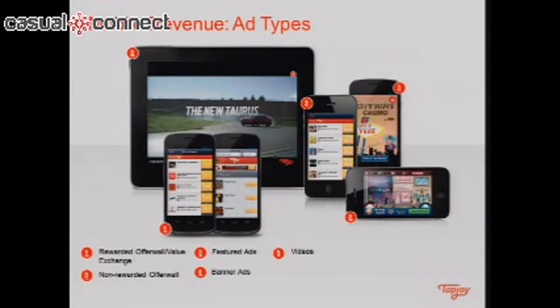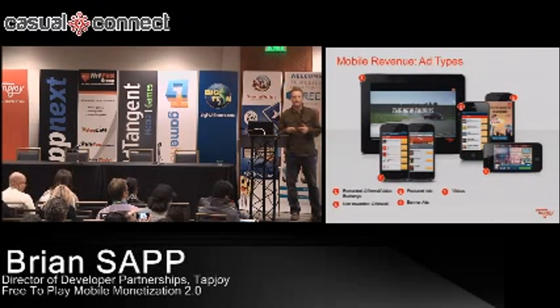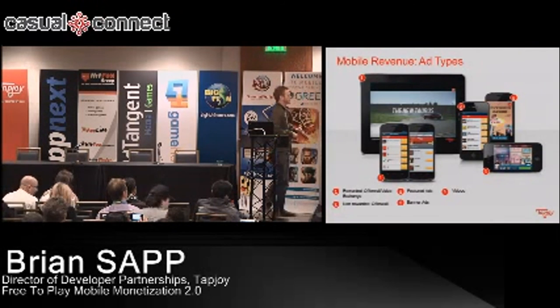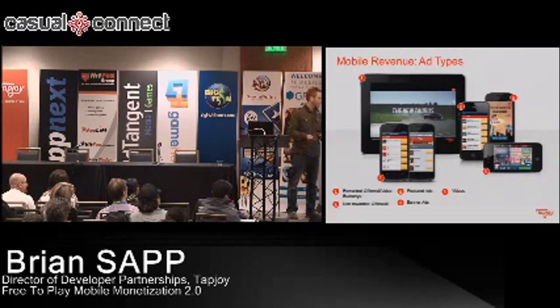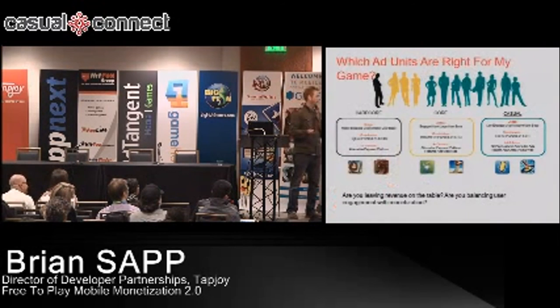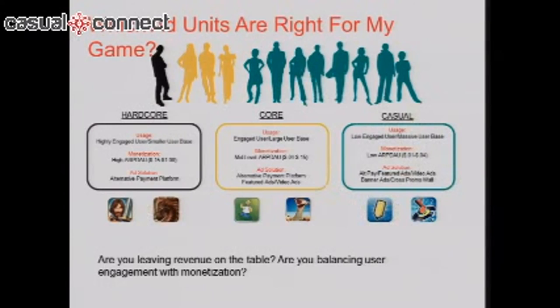So it's important as an indie developer that you understand the different ad units available to you, and you understand what kind of inventory that is and what kind of eCPMs those are, because obviously at the end of the day, you want to be able to make game two, game three, game four. So I'm just going to quickly go through the main ad units on mobile. You have rewarded offer walls or value exchanges, non-rewarded offer walls, which are basically just cross-promotion walls, featured ads or interstitial ads, banner ads, and videos. One of the things you want to do is understand what's right for your audience. You obviously want to balance user engagement with monetization, and you always want to err on the side of user engagement. You want to keep those users. You don't want to lose them, so you don't want to upset them in any way.